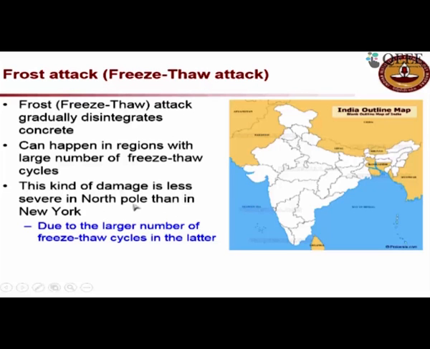For example, if you look at the North Pole, you will have less freeze-thaw attack as compared to concrete in New York, because New York, Chicago, those regions have a cold climate but are not completely frozen all the time. So you will have a lot of cycles. There are places in the US where you can have 30 to 50 cycles of freeze-thaw per year. So if you have, let's say, 30 freeze-thaw cycles per year and you want to design a concrete for 10 years, you have to ensure that this concrete will not degrade for about 350 cycles. That's how the design process goes.